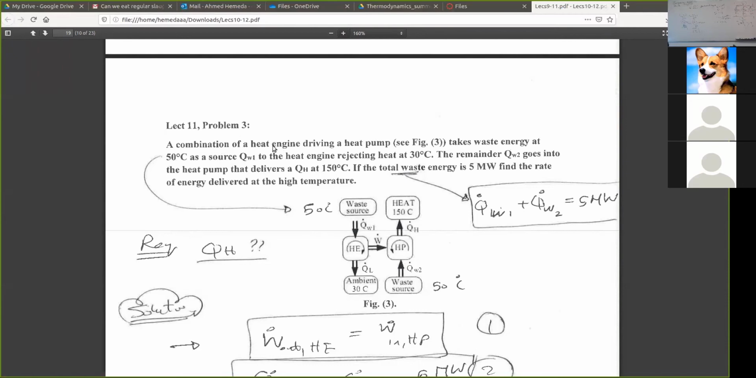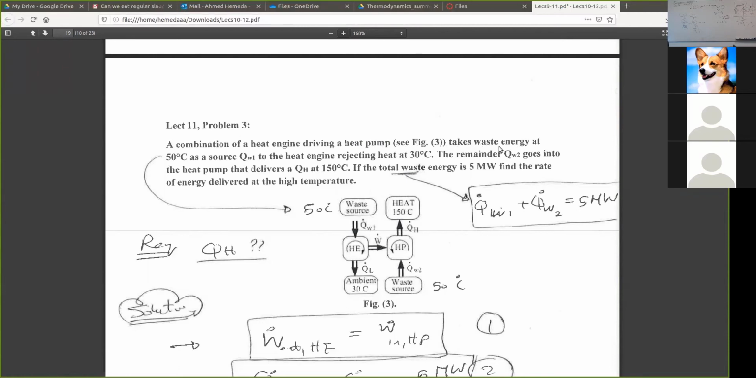A combination of heat engine drives heat pump. Heat engine: pay fuel, get work. Heat pump is the opposite: pay work, get energy, heat, which is not fuel, but heat energy. See figure 3, this one. So we have two things. Okay? Both of them take waste energy.